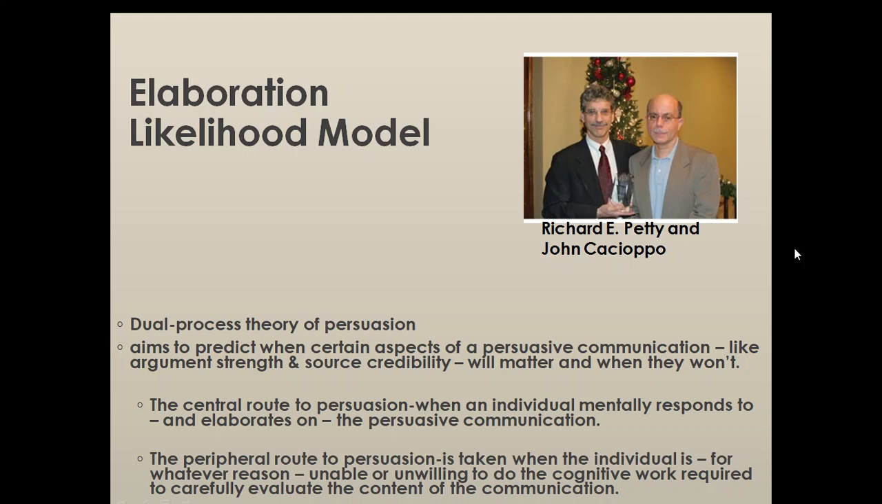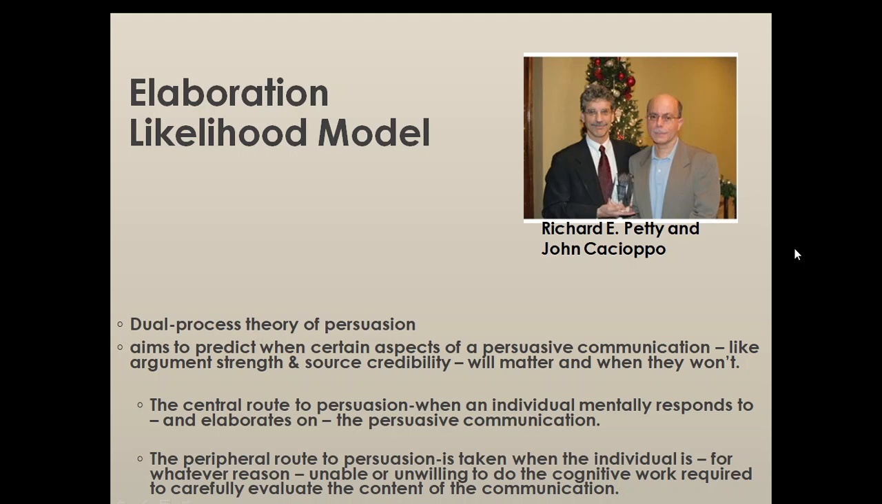Now, what do I mean by central route and peripheral route? So, by definition, if you see dual process theory of persuasion, it's communication whose intent or whose objective is to persuade people who are the targets of that communication, right?